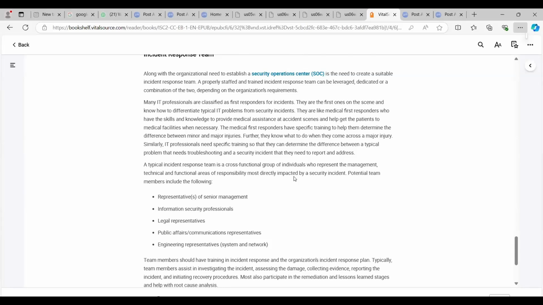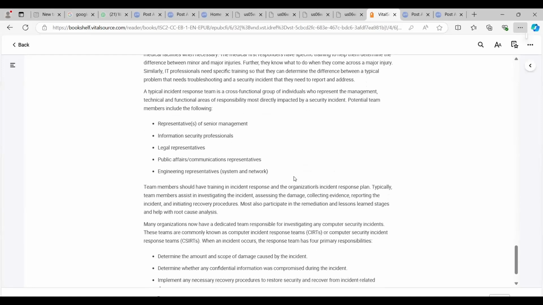Medical first responders have specific training to help them determine the difference between minor and major injuries. The same thing applies to SOC analysts, so we try to find out if it's a false alarm or a true alarm. Further, they know what to do when they come across a major injury. Similarly, IT professionals need specific training so that they can determine the difference between a typical problem that needs troubleshooting and a security incident that needs to be reported and addressed.